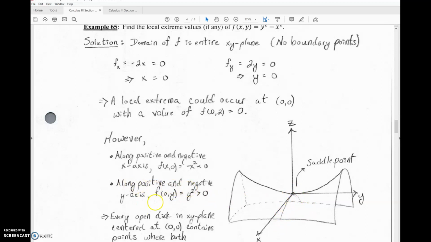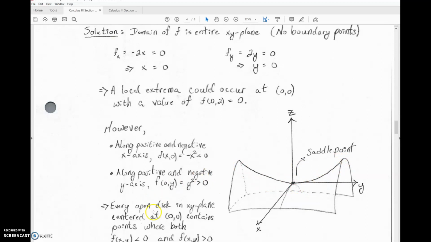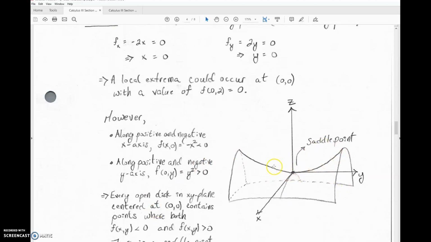Along the positive and negative y-axis, f of 0, y is y squared, since x is 0. So there's that parabola. So you can imagine this point right here is not a minimum or maximum. It's called a saddle point. It's named after this function, this hyperboloid here, because you can imagine sitting on it and holding on to the crown of the saddle. You're sitting with your legs straddled across, so it's called a saddle point.